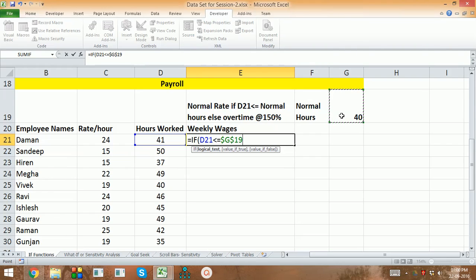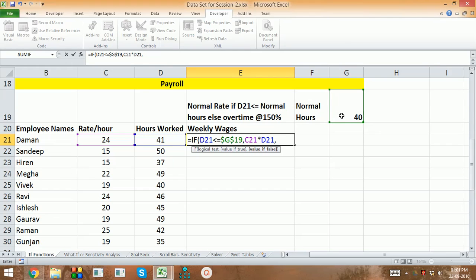So if the logical test is that the hours worked are less than or equal to 40, the employee would be paid whatever is the rate multiplied by the hours worked.